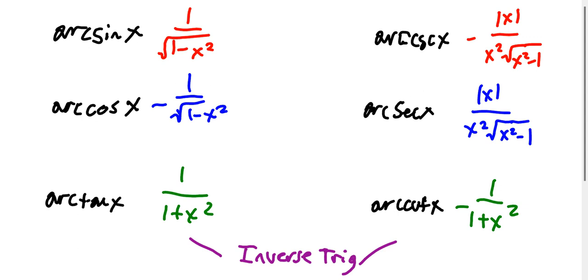So arc sine is 1 over the square root of 1 minus x squared. Arc cosine x is negative 1 over the square root of 1 minus x squared. Arc tangent x is just 1 over 1 plus x squared. Arc cosecant is negative absolute value of x over x squared times the square root of x squared minus 1. And then arc secant x is the absolute value of x over x squared times the square root of x squared minus 1. And then the derivative of arc cotangent of x is negative 1 over 1 plus x squared. Pretty simple. Usually the tangents are pretty simple to figure out.